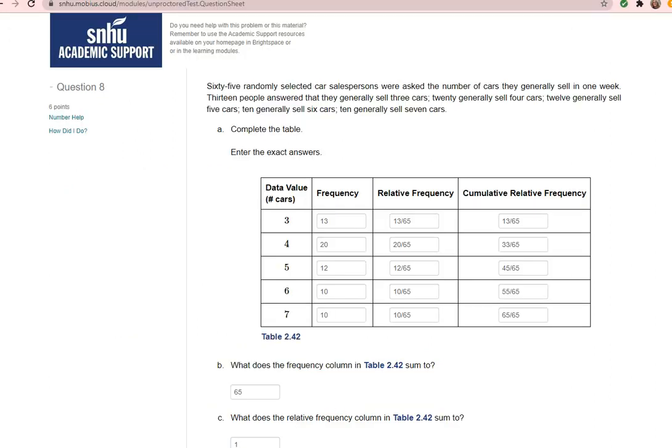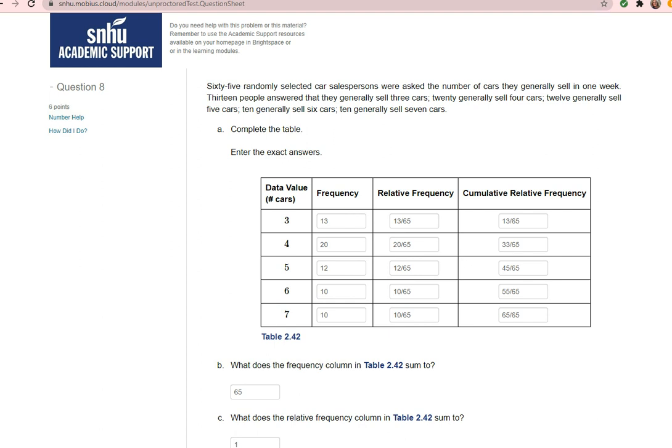So the next one is 10 65ths. I'd add that to the 45. And I'd get 55. I don't know if you can see my mouse moving on this or not. And then the last one was another 10, and 10 and 55 is 65 out of 65, which could be written as one whole. So that's that.